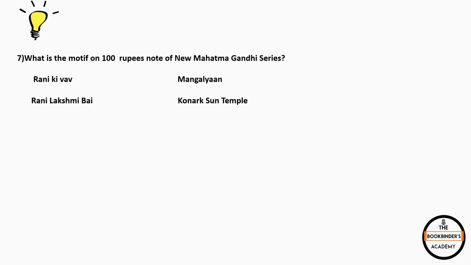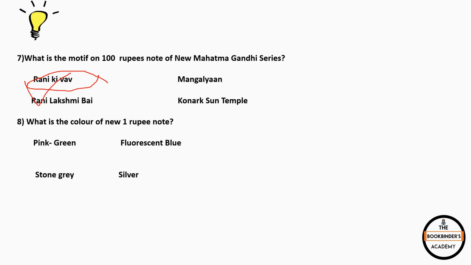Next question. What is the motif on the 100 rupee note of the new Mahatma Gandhi series? Your options are Rani Ki Vav, Mangalyaan, Rani Lakshmi Bai, Konark Sun Temple. Please answer the question. The answer is Rani Ki Vav. Here it is.